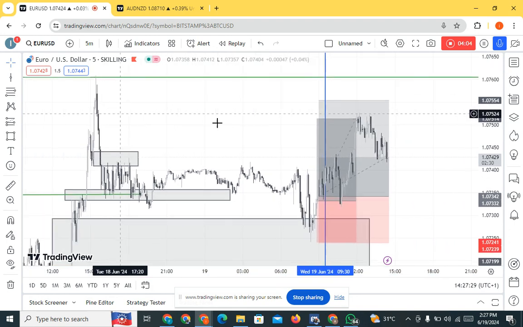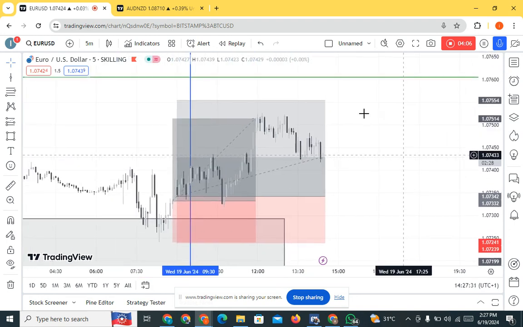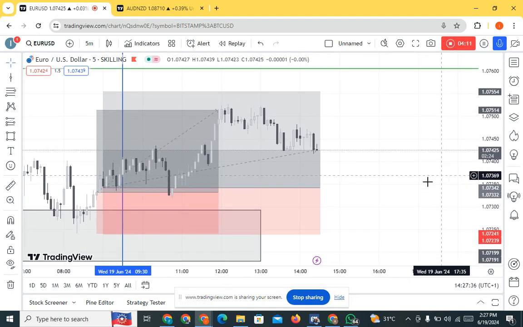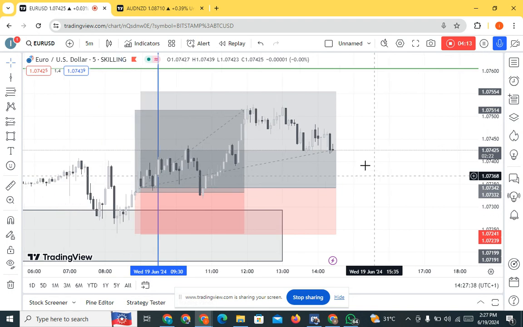This high is our target. So we are moving upwards to take out this high. So we are still safe, right? Our take profit is still very safe because this is our target up here.